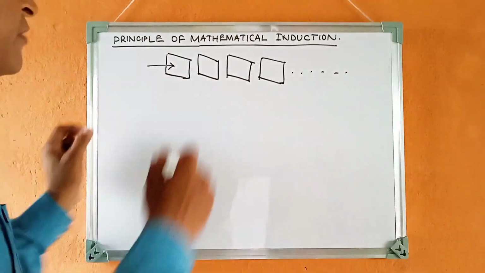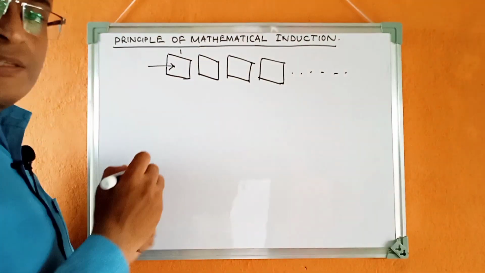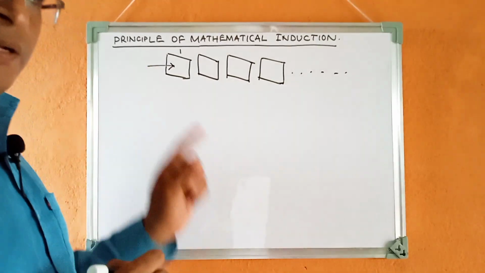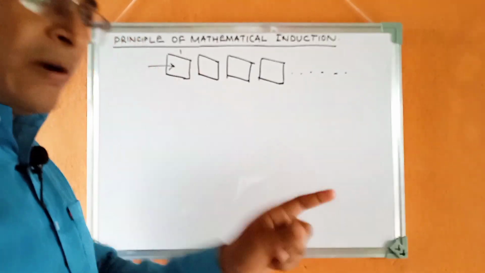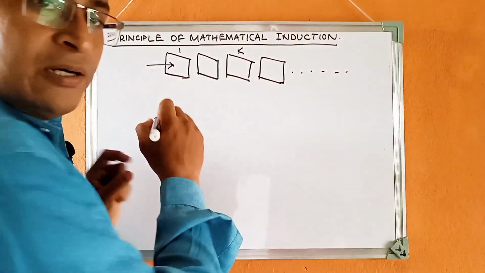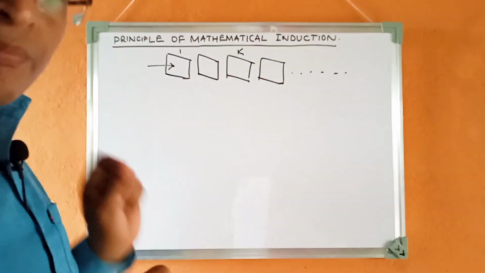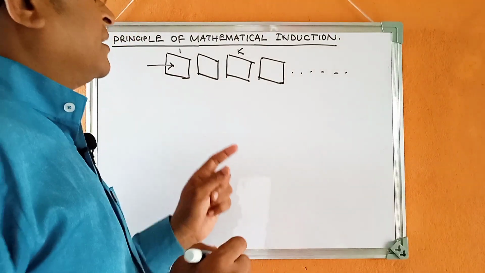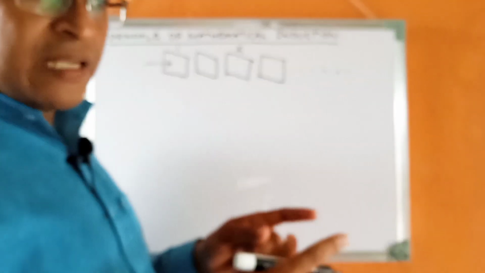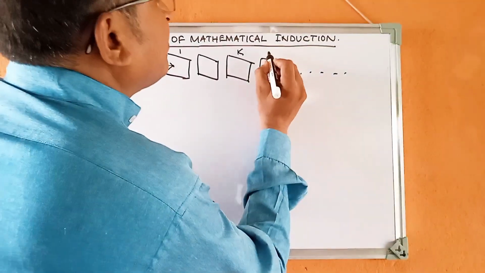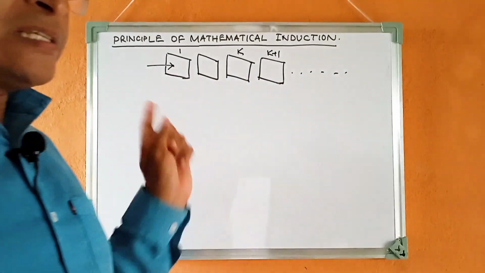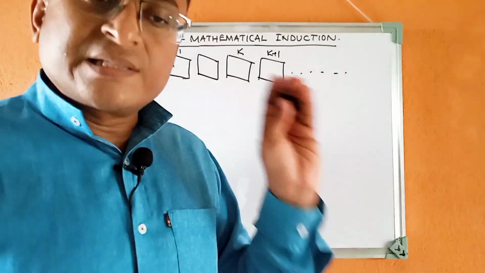Check. Take the first one. This one falls. Yes, the first tile falls. Now take any one tile of this series. Suppose the kth tile, where k is any natural number. Check this tile falls. Yes, it falls. Now the very next tile, that means the k plus 1 tile. This tile also falls. That means all of the tiles in this series fall.